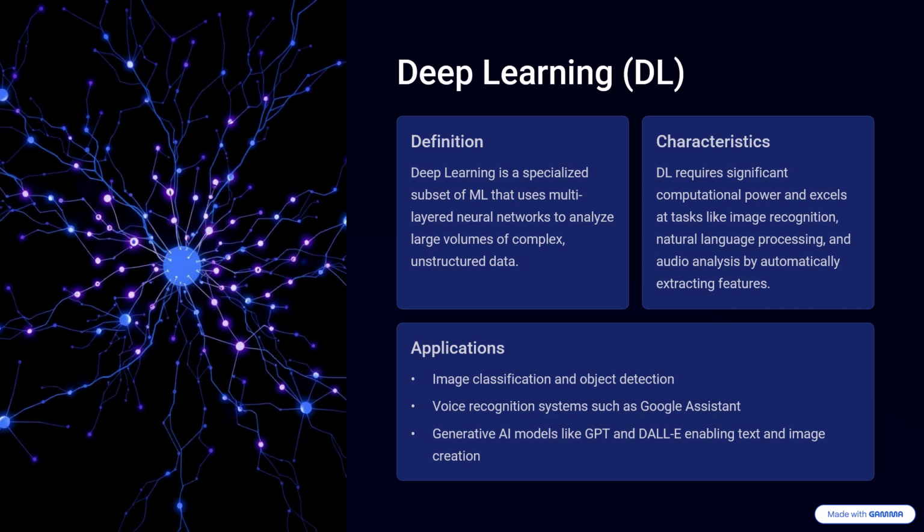Applications. Image classification and object detection. Voice recognition systems such as Google Assistant. Generative AI models like GPT and DALL-E enabling text and image creation.